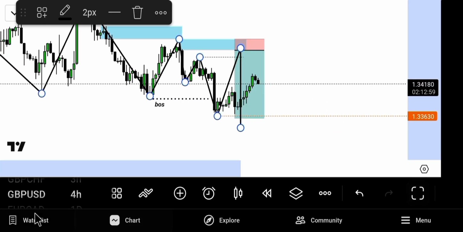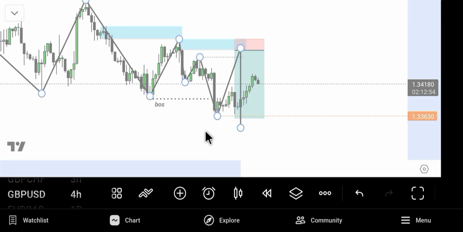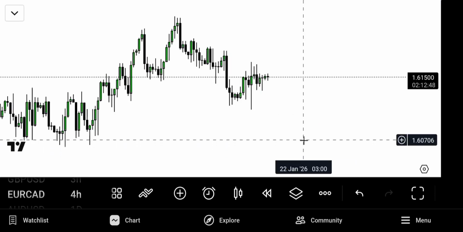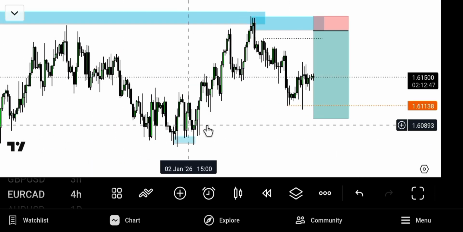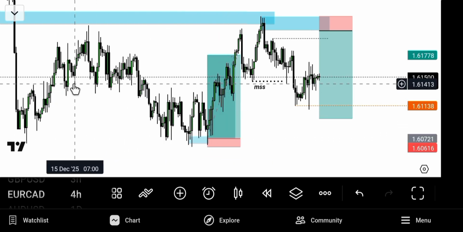Now, the next setup we called, we actually analyzed on this EURCAD a few days ago. So what do we say in this EURCAD? What do we have here? This is a previous trade we took, which was a nice trade, and it's using the same logic.